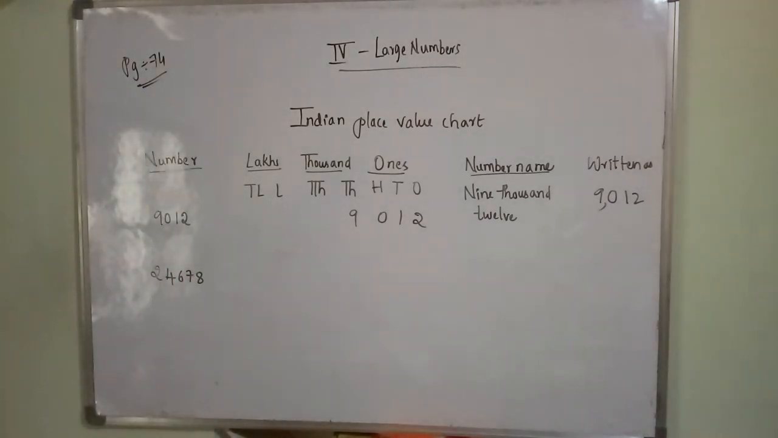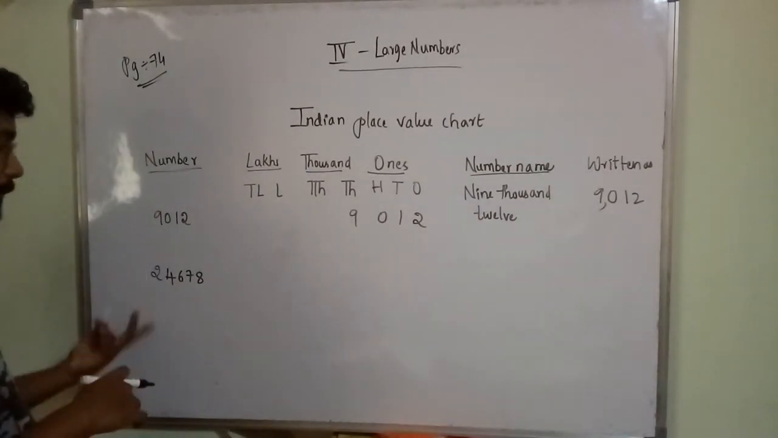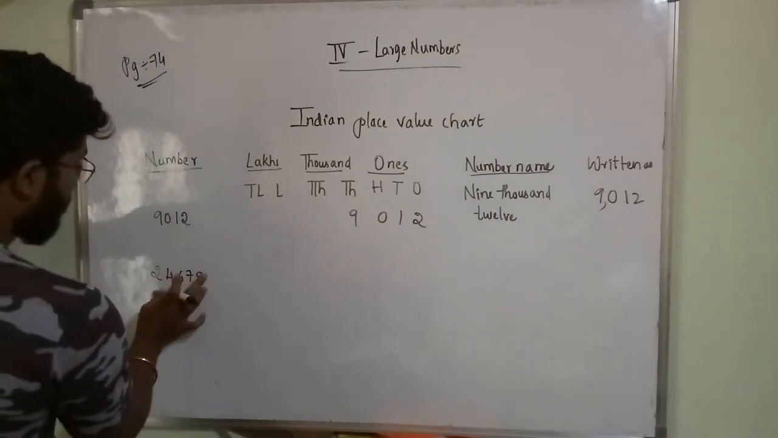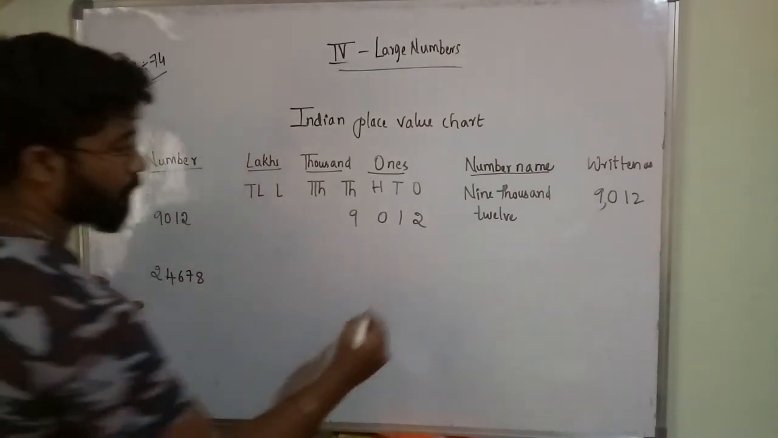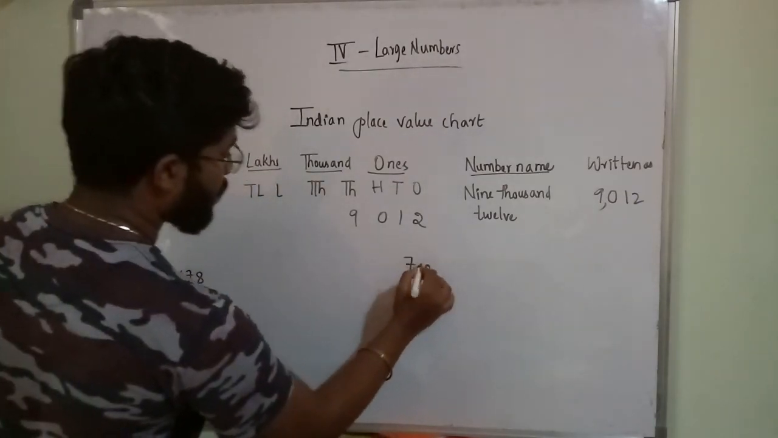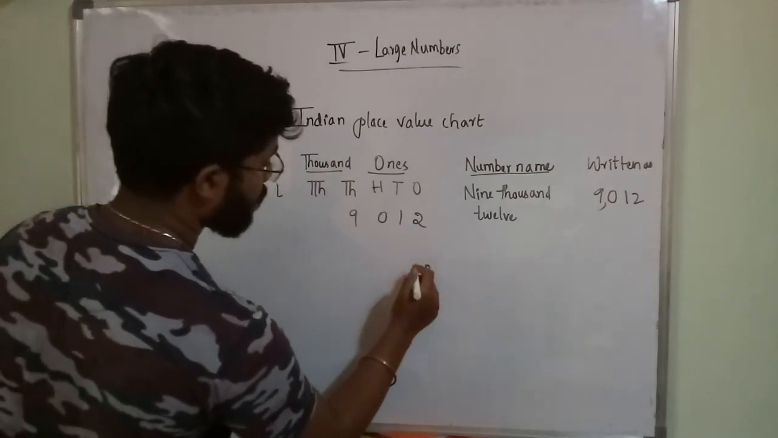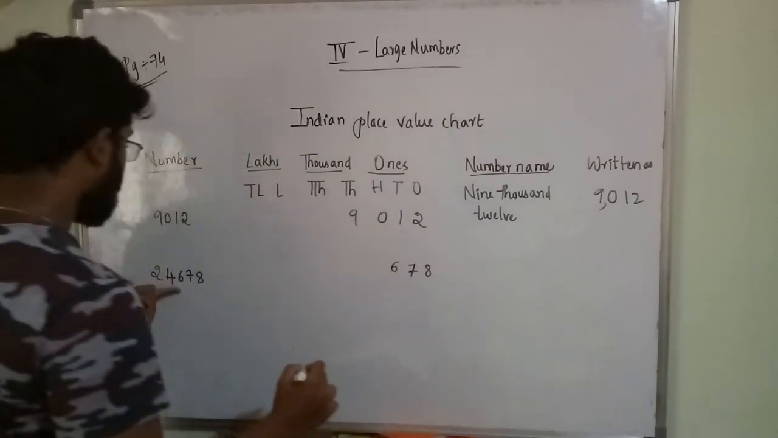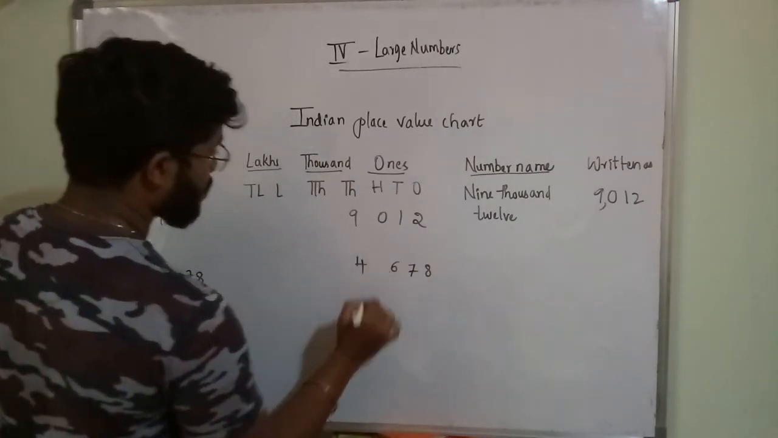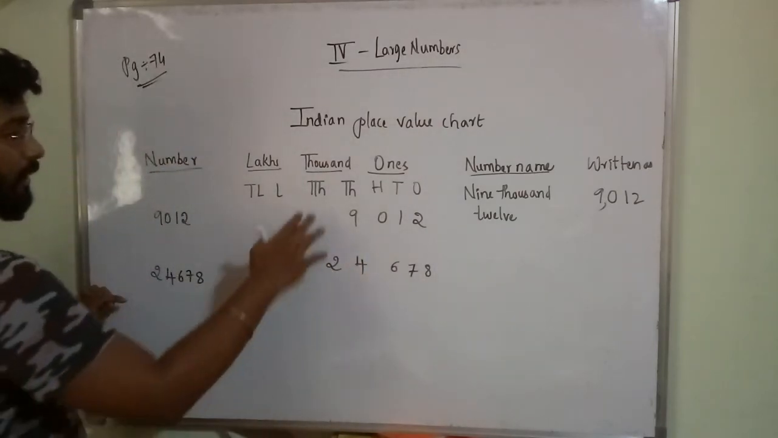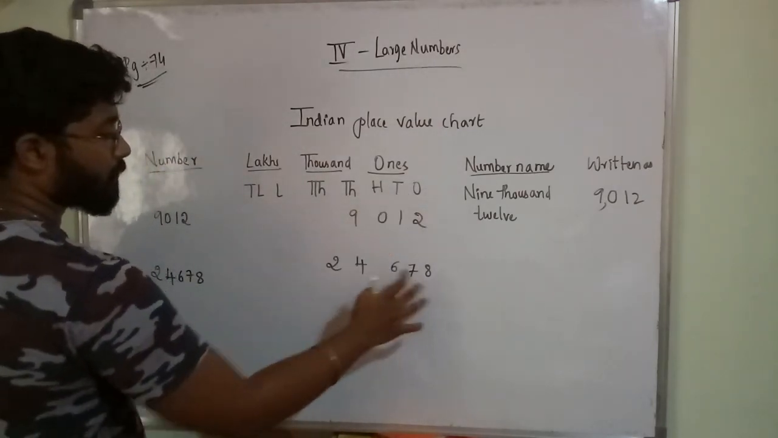The next number is 24,678. I am not telling the number name. Just see which digit comes in which place. 8 comes in ones place. 7 comes in tens place. 6 comes in hundreds place. 4 comes in thousands place. 2 comes in 10,000s place. Completed, no? So 1 2 3 4 5, this is 5 digits.